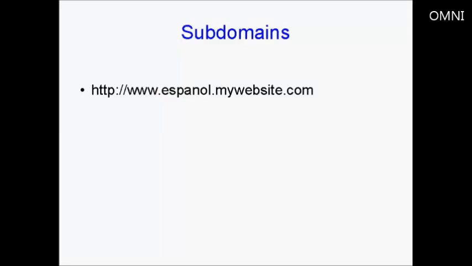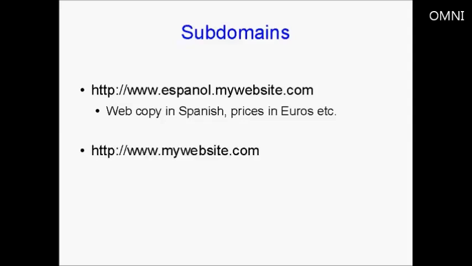For example, let's say you want to have a Spanish language version of your website. You could have a subdomain like this: www.espanol.mywebsite.com, and within that subdomain you can have web copy in Spanish, you can have the prices in euros or pesos or whatever, and you would keep that completely separate from your main website, mywebsite.com, which would have the web copy in English and the prices in dollars.